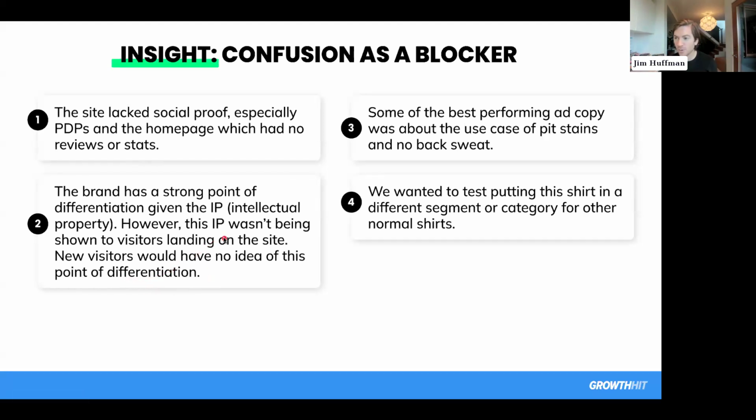So that's a really cool story that you have to go through like 5 pages to find. And the other insight that we got is the best performing ad copy hit on those use cases of pit stains and back sweat. So it's like, all right, if I accomplish anything on this homepage within 15 seconds, I want you to not be confused on why this is different.